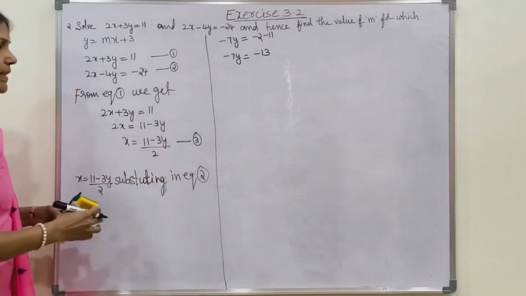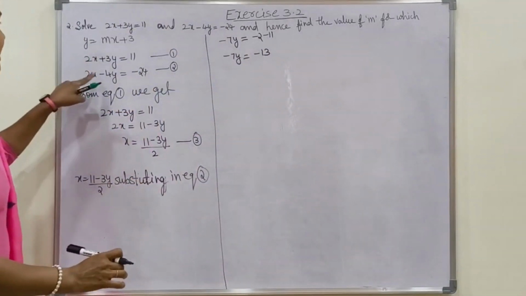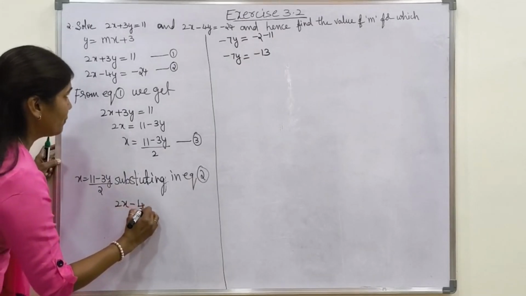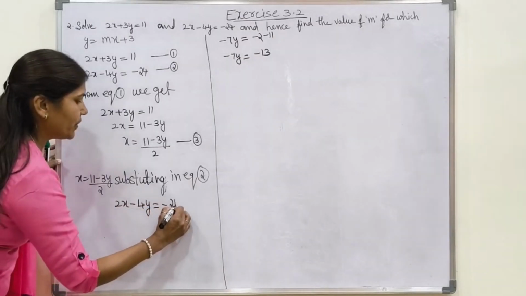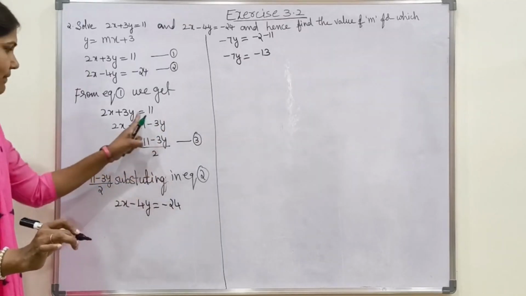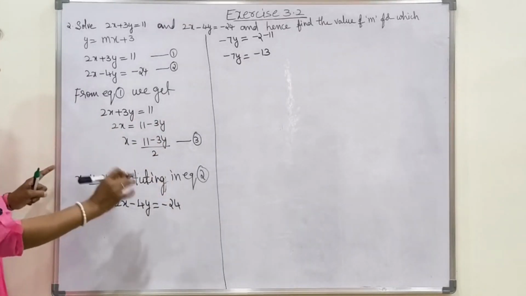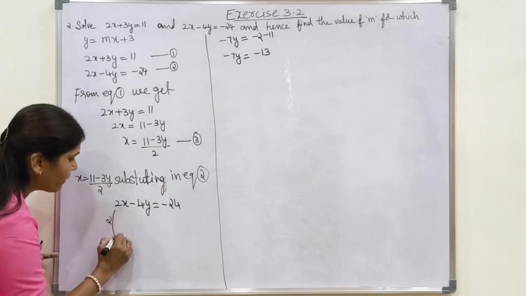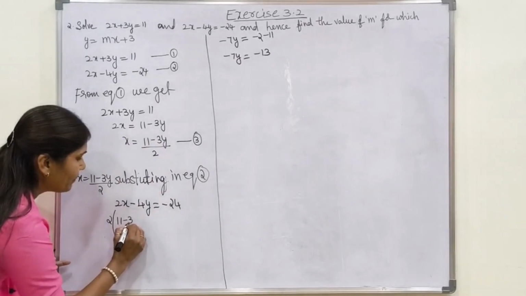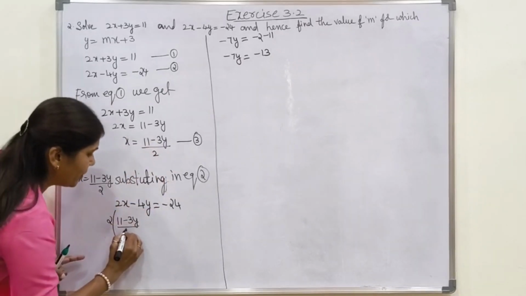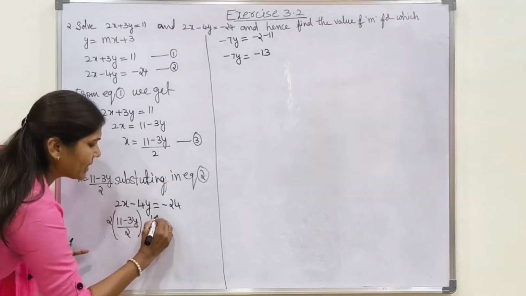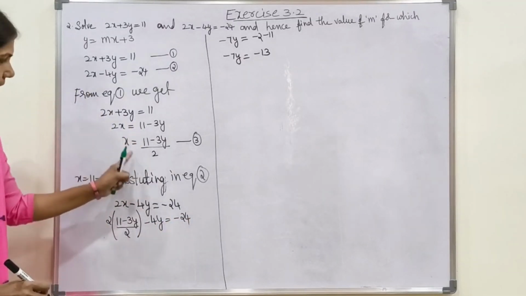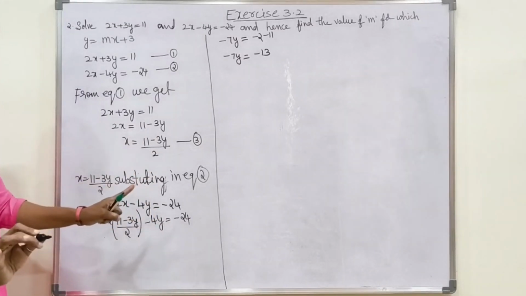Substituting in equation 2, which is 2x − 4y = −24. In the place of x we substitute this expression and solve, so we will get the y answer. First, in the place of x I write 2 into, carefully substituting, (11 − 3y)/2, bracket close, minus 4y is equal to −24.